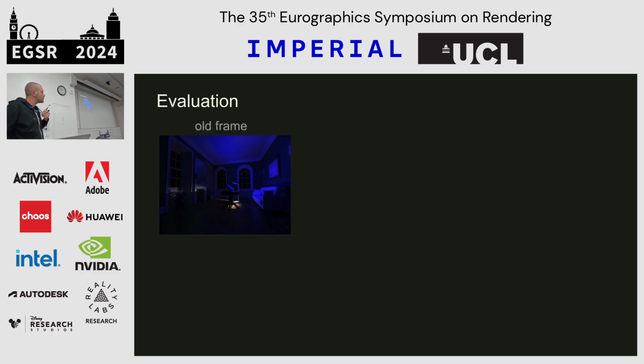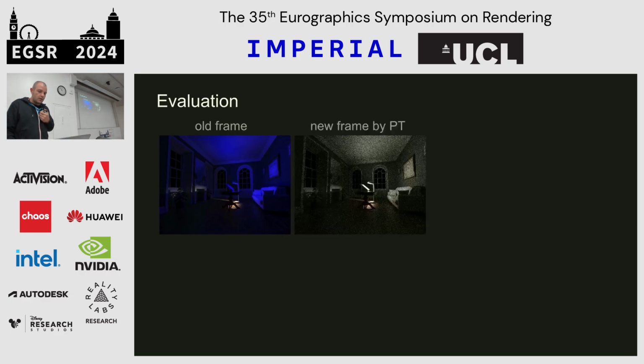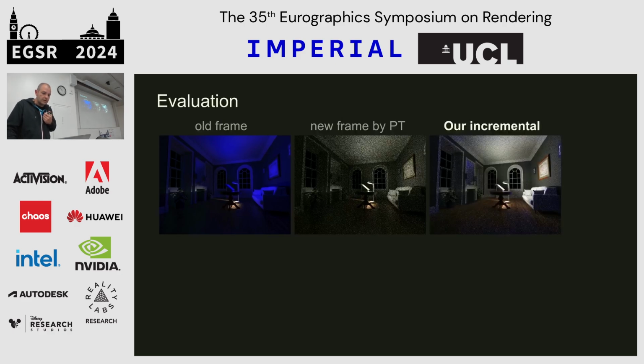But there's another example. Here we're editing material. So here we have a light source shining at a book. The book has a blue cover. So now we change the material of this cover of the book from blue to white. This is how the standard path tracing will perform. Again, this is just rendering this new frame from scratch. This is using our approach with the same amount of time, much less noisy.